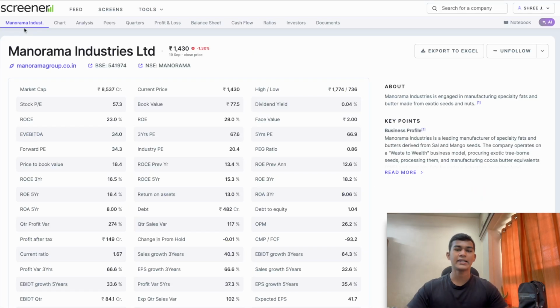And another interesting thing is that margin should always be looked at in hindsight, because there are, like, let's take for example a company by the name of Alkyl Amines.